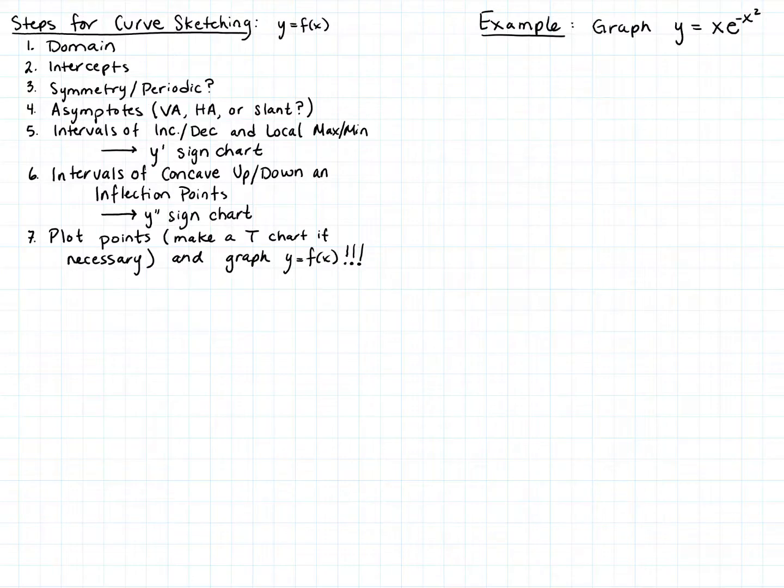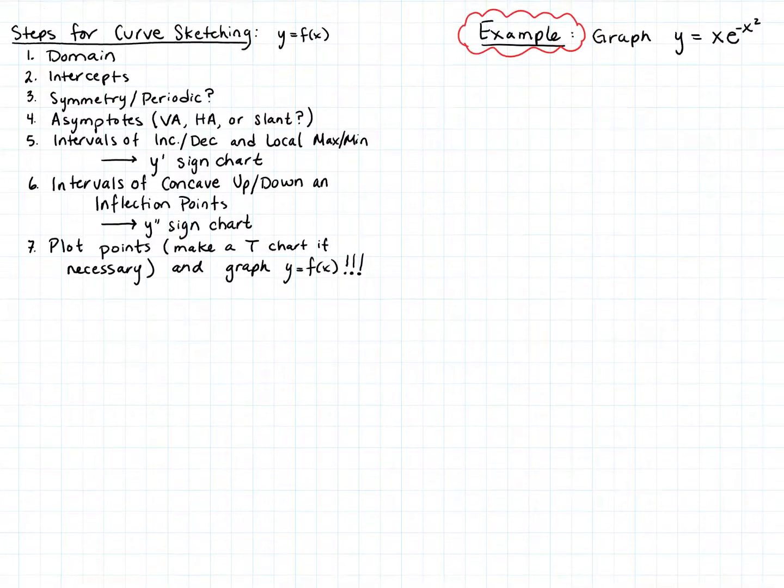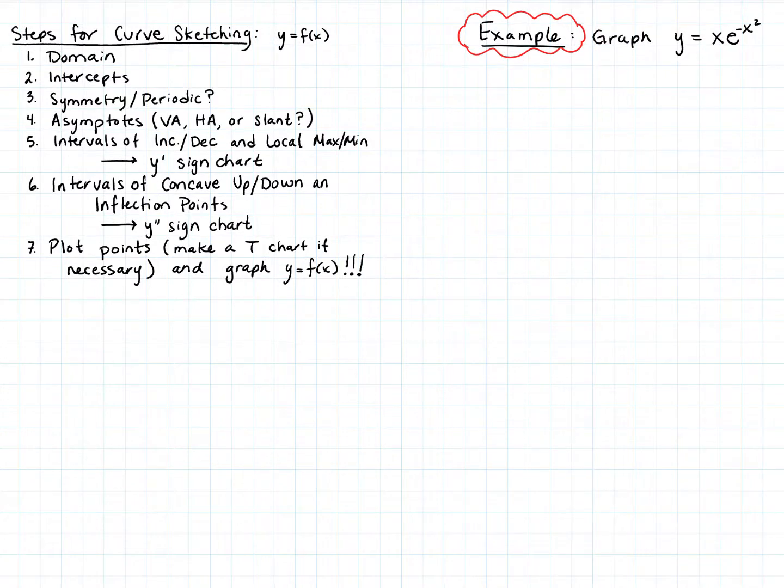So here's our first example. Let's graph the function y equals x times e to the negative x squared, up here in the right corner of the screen. So I want to graph that. What I did over here was I just listed out those 7 steps. I had very specific details in my earlier screens about what it means to do each of these things. Here I've really just summed them up in as few words as I could to summarize those steps. So here are the steps that we're going to go through when we're graphing.